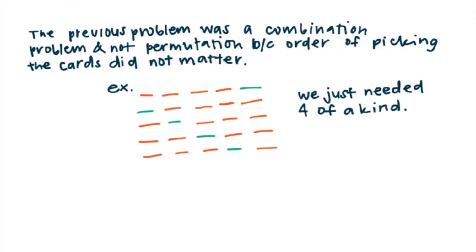Just to reiterate, the previous problem was a combination problem and not a permutation, because the order of picking the cards does not matter. So remember that we needed 4 of a kind, and the 5th card could be any card. So I represented the 4 of a kind with orange lines and the 1 other card as green, right? So in this first row, you see that this is one way to get your 4 of a kind plus 1. Second row, this is another way. Third row, like this. Fourth row, like this. Fifth row, like this, okay? So in any of these options, it doesn't matter what order we pick the cards in. All that mattered was that we got 4 of a kind and then 1 other random card.